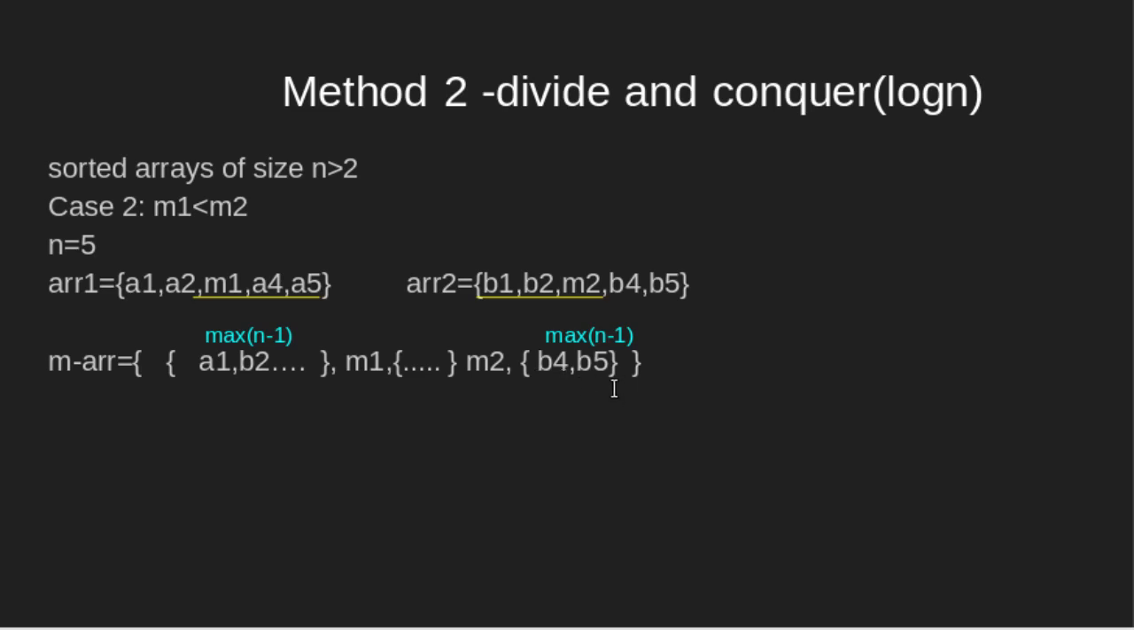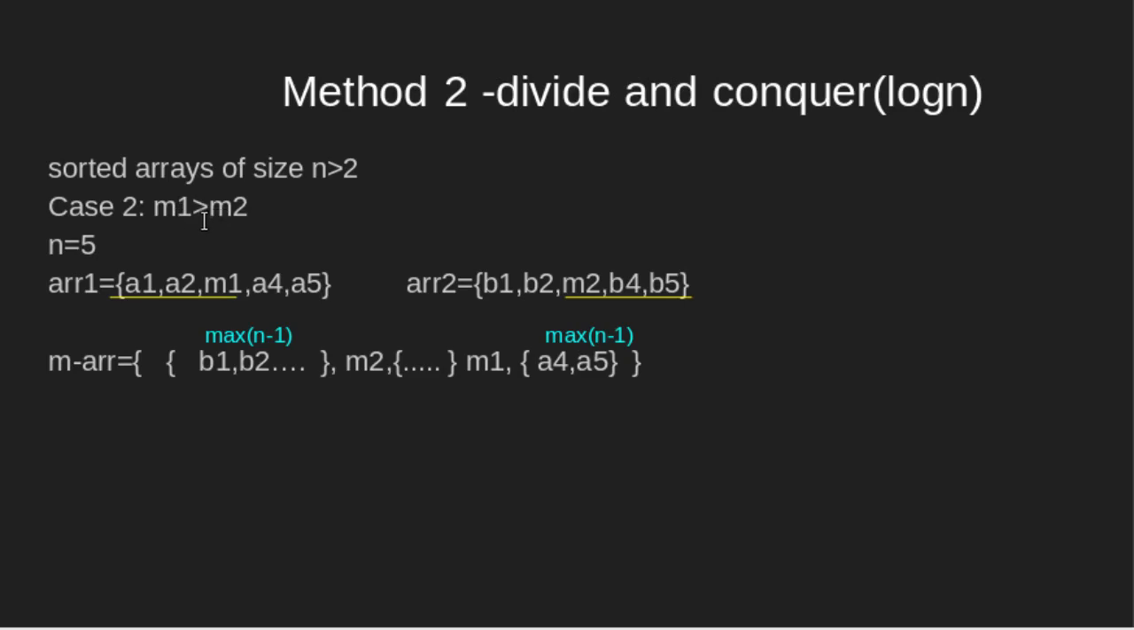We want the median, which is the average of elements at n minus 1 and n. So we can cancel out the elements before m1 and after m2. So we can change the start index of array 1 to the index of m1, and we can change the last index of array 2 to the index of m2.